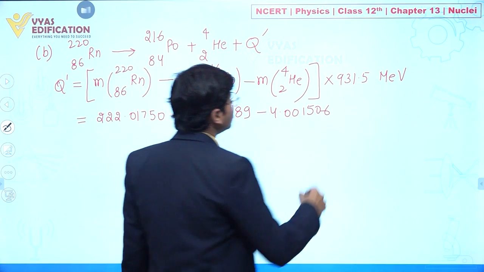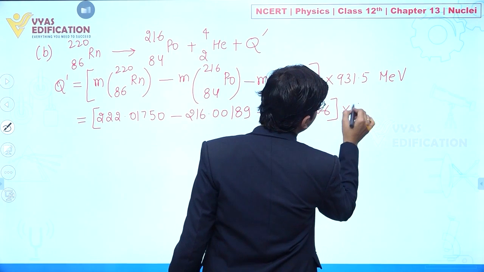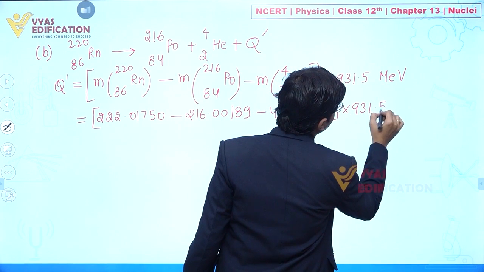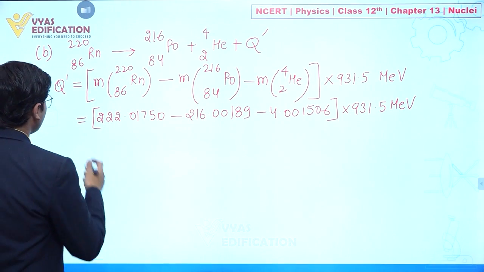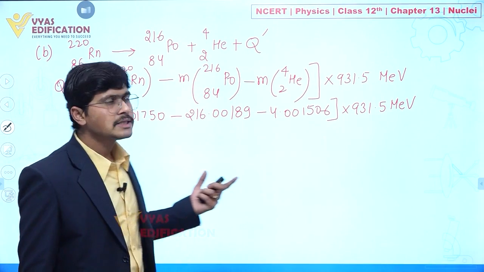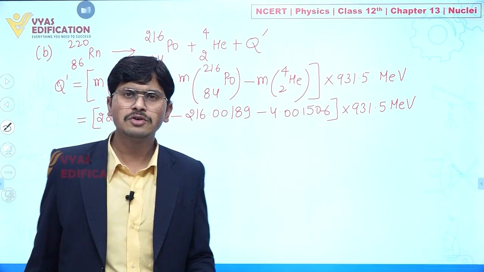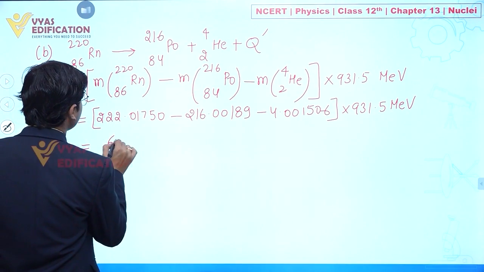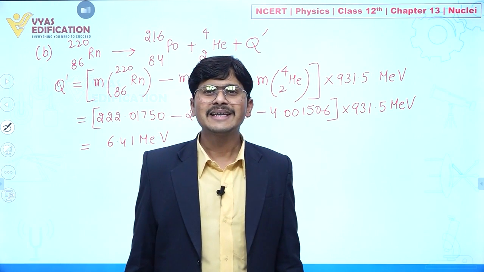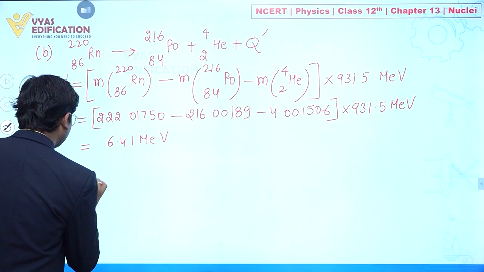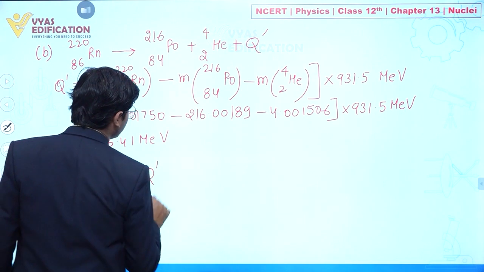volt, clear. So now we have to subtract all these values and multiply by 931.5 million electron volt, clear everyone. If you calculate all these values, you will find this value 6.41 million electron volt, clear. Now can we find the kinetic energy of an alpha particle? Yes, the kinetic energy of an alpha particle is given by Q dash.